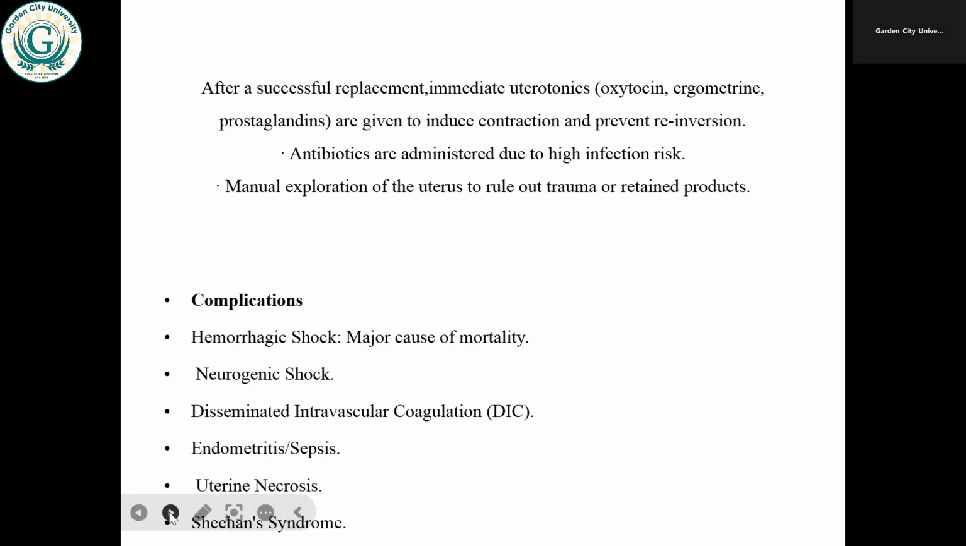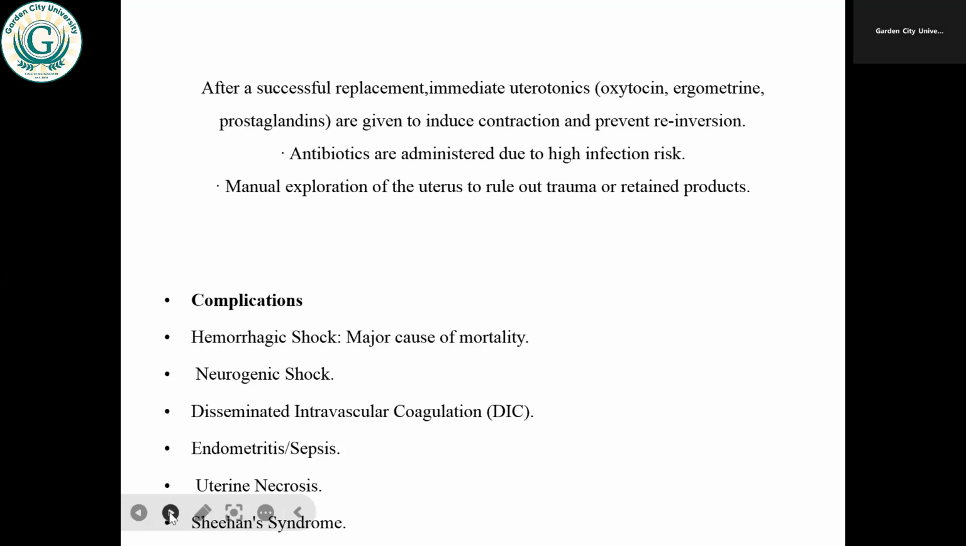And also, antibiotics are administered since during the process of manual replacement, definitely you will carry some of the commensals of the vagina to the uterus. And when they get into the uterus, since it's not their normal position or they are not the normal flora of the uterus, they will definitely cause harm there. And so antibiotics have to be administered to combat any infection.